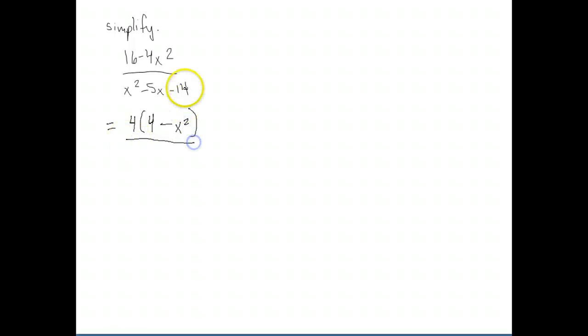And then in our denominator, we're looking for factors of negative 14 that sum up to negative 5. In this case, we're going to have x minus 7 times x plus 2. In the numerator, this 4 minus x squared is a difference of squares, and that factors to 2 plus x times 2 minus x.